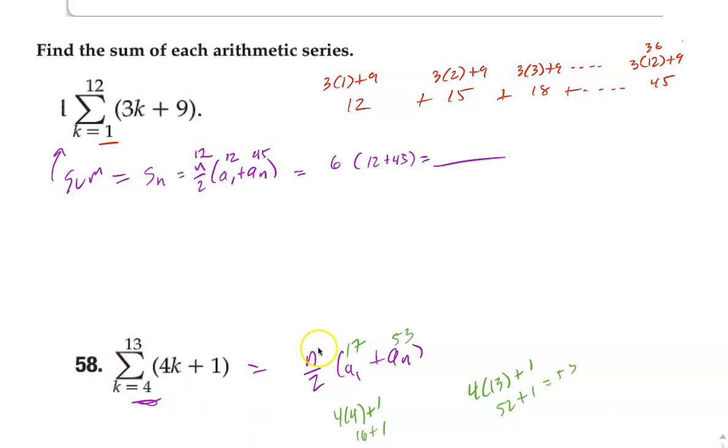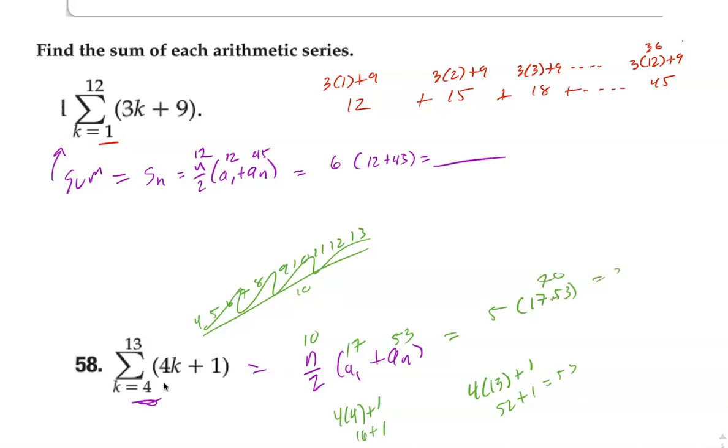Now, how about my n here? First, if you notice, we start at 4, right? So it's not 13, because we don't go through 13 numbers here. We go from 4 to 13. That's actually 10. I know if you subtract, it's 9, but it's always one more than that, because we count from 4, 5, 6, 7, 8, 9, 10, 11, 12, 13. There's actually 10 items we have there. So my n here would be 10. So you simplify it: 5 times 17 plus 53, and actually get 350.